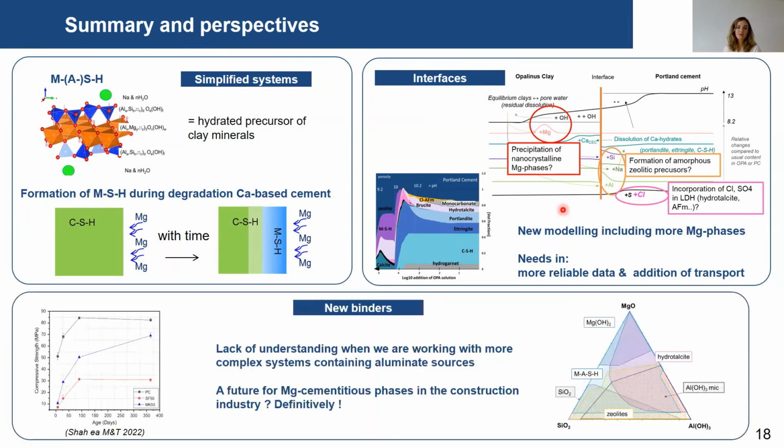And finally, M-S-H is a cementitious phase. It can show some mechanical properties. They are not too bad, and it's even improved when we have aluminium in the system. But there is a lack of understanding why, and somehow there is plenty to investigate in the future. Okay, to conclude this talk, I would like to say that I do believe that there is a future for magnesium-based cement, especially when we see how MASH phases can look like clay minerals.